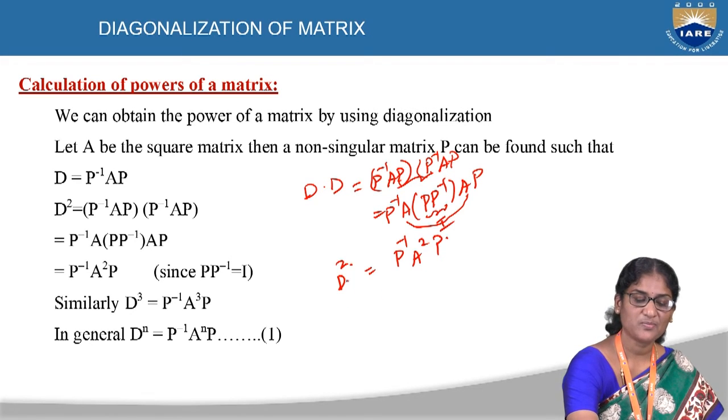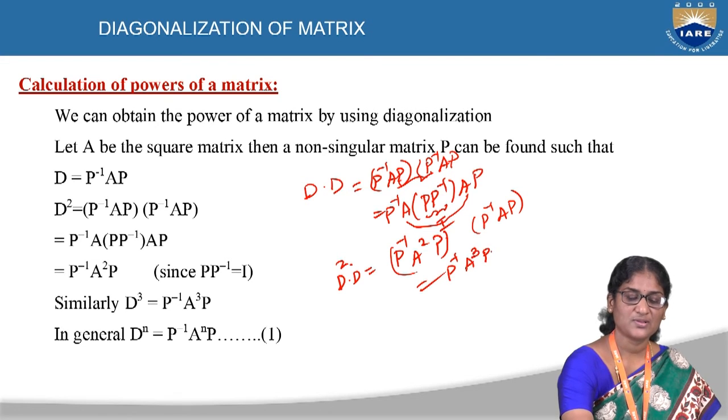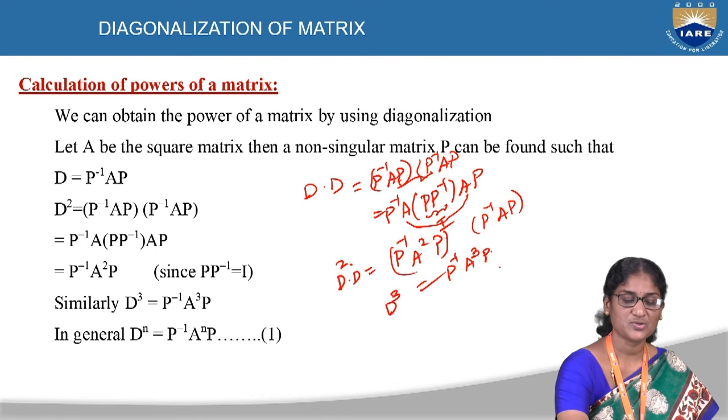Similarly, once again you multiply with D. That means once again you take P inverse AP on the right hand side. We follow the same procedure and we get this matrix as P inverse A cube into P. Therefore D cube can be written as P inverse into A cube into P.